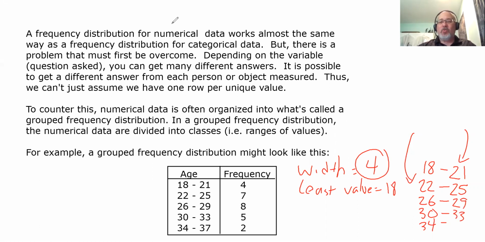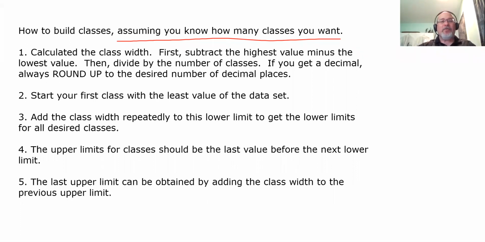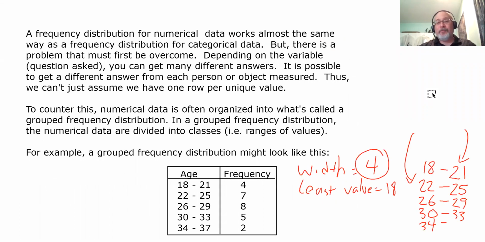Now, when you get to the last one, you can't do the same move because there's not a next class to look at its lower limit. So how do you figure out that last upper limit? It's actually pretty easy. The last upper limit can be obtained by adding the class width to the previous upper limit. Translation: the upper limits make a pattern too.